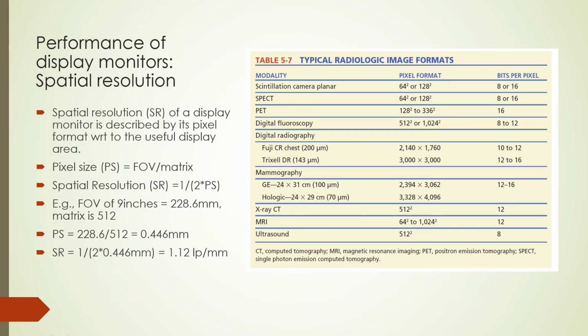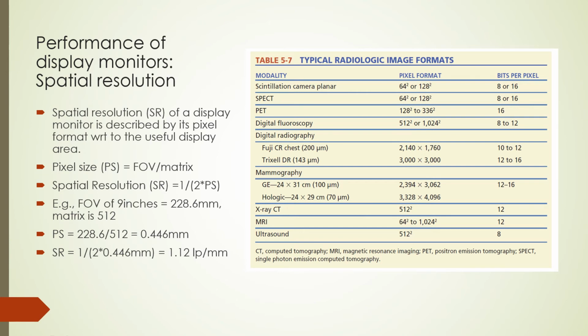The next performance metric is spatial resolution. Spatial resolution of a display monitor is described by its pixel format with respect to the useful display area. Pixel format is called matrix and useful display area is called field of view. To calculate spatial resolution, you would first calculate pixel size by using the field of view in millimeters divided by matrix. Multiply pixel size by 2 and invert to get spatial resolution in line pairs per millimeter. A worked example is shown.